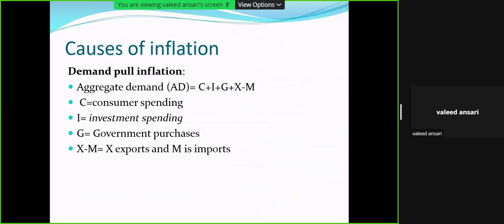Now the next question is, what are the causes of inflation? Naturally you understand that, I will just slightly change it.